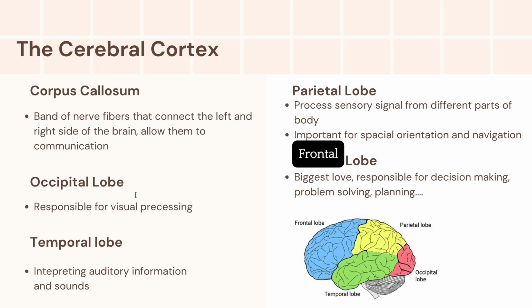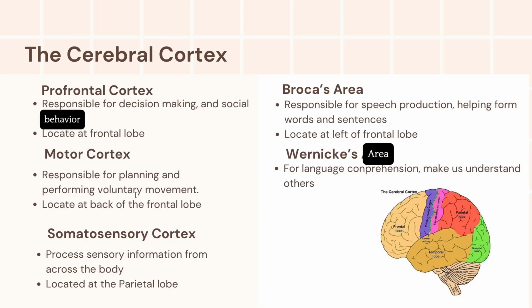The frontal lobe is the biggest lobe. It's the blue part of the brain, and it's responsible for decision making, problem solving, planning, and controlling speech. The first one, the prefrontal cortex, is responsible for decision making and social behavior. It is located in the frontal lobe, so it makes sense that it has similar functions to the frontal lobe itself.